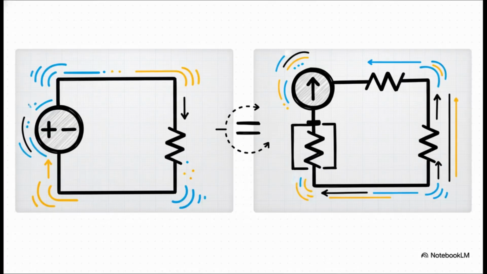Okay, take a look at these two circuits. On the left, we've got a voltage source with a resistor in series, and on the right, a current source with a resistor in parallel. They look completely different, right? But here's the wild part. As far as that load resistor is concerned, they are absolutely identical. It gets the exact same voltage and current from both of them.